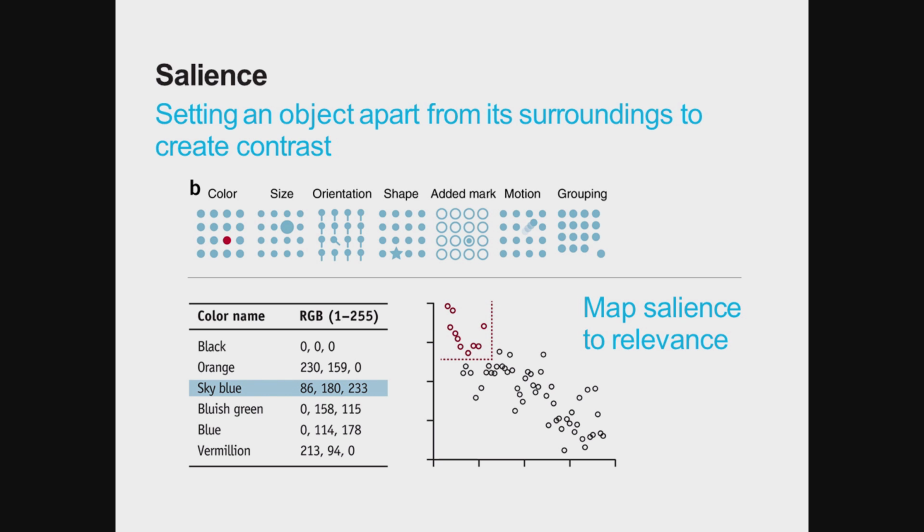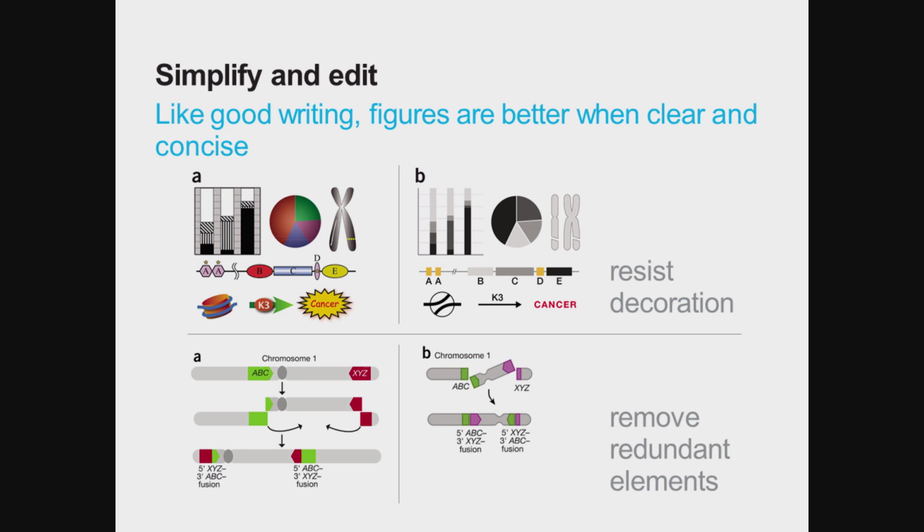So these are all visual techniques to set certain bits of data aside from others, and to create contrast, because you want to be able to visually perceive quickly the point of a graph. And then you map the salience to the relevance, right? So this will aid in comprehension immensely if you map your salient visual techniques to the relevant points of your data. And this seems very basic, but it is a principle that really improves comprehension when looking at scientific figures.